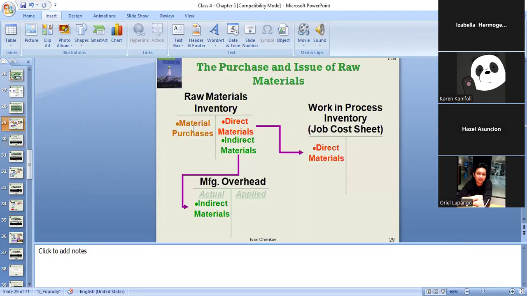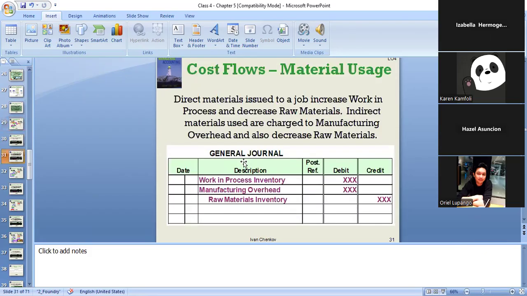We're going to debit the raw material, credit accounts payable. Now, once I have the raw material, I can use it as direct material and indirect material. Once I use it as direct material, it's going to go as a debit in work in process. If I use it as indirect, it's going to go as a debit of the manufacturing overhead account. So my entry in this case will be debit work in process inventory, debit manufacturing overhead, credit raw material inventory.